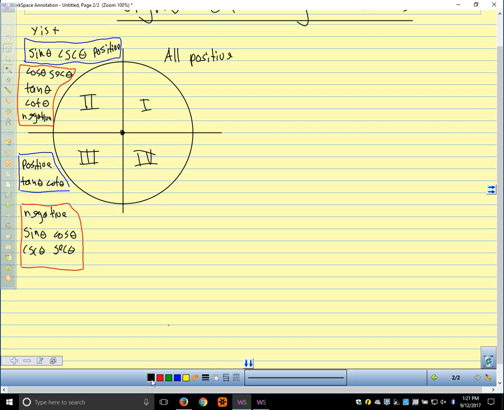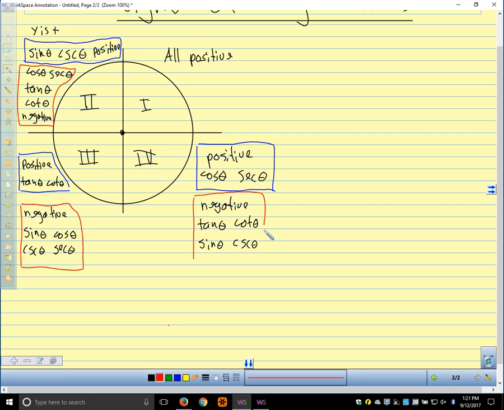And now in the fourth quadrant, what's going to be positive? Cosine theta, because our x-coordinate is positive, and secant theta, and negative everything else. So when we know something about whether or not a trig function is positive in a particular quadrant, that gives us information about where we're located.